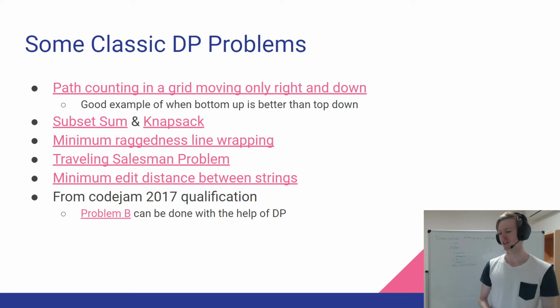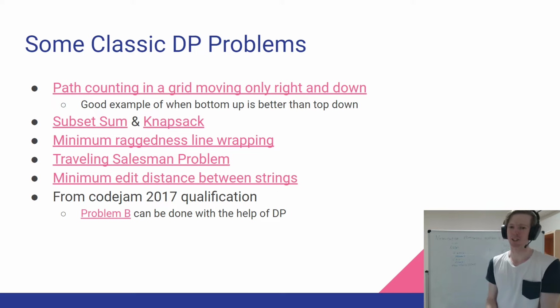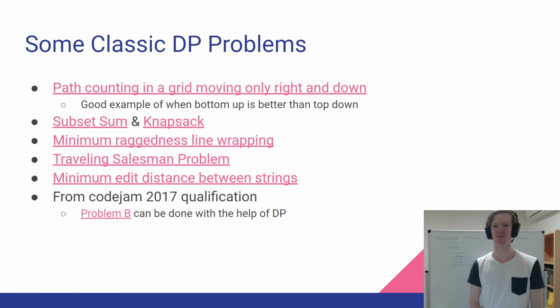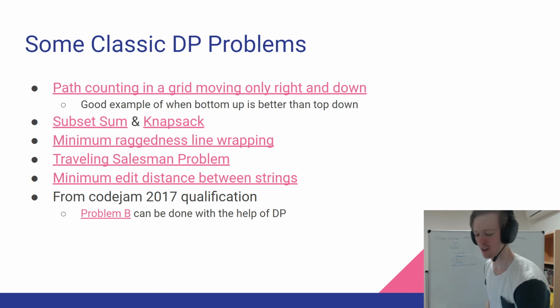The traveling salesman's problem is another classic. Minimum edit distance between strings is also a very good example. And if you want a CodeJam problem, where CodeJam is a really good source of typically quite tough problems, the 2017 qualification problem B is a good example.